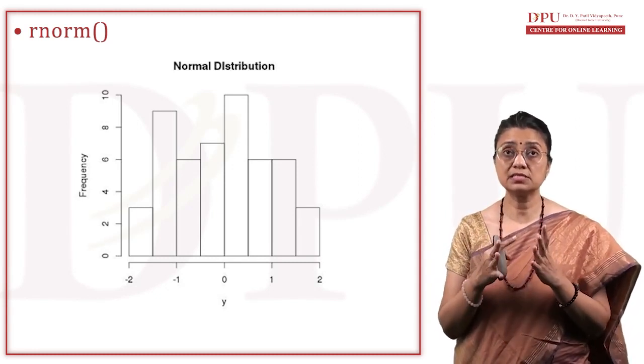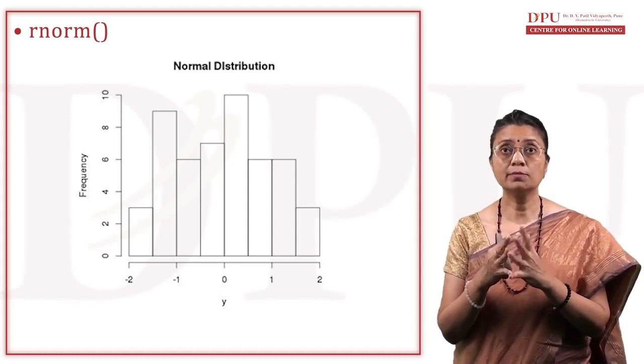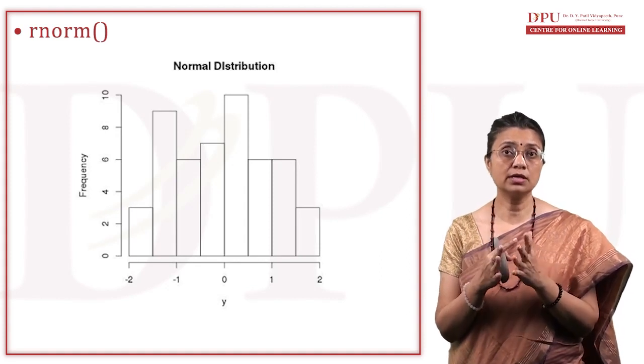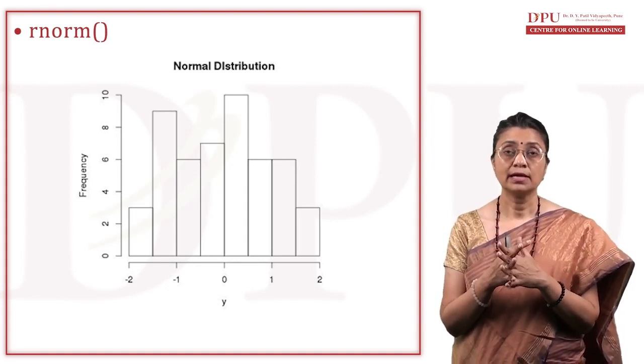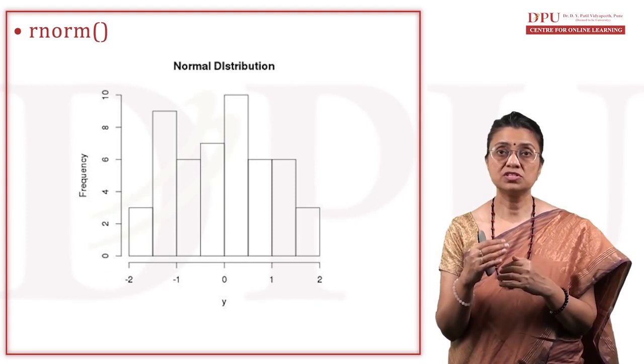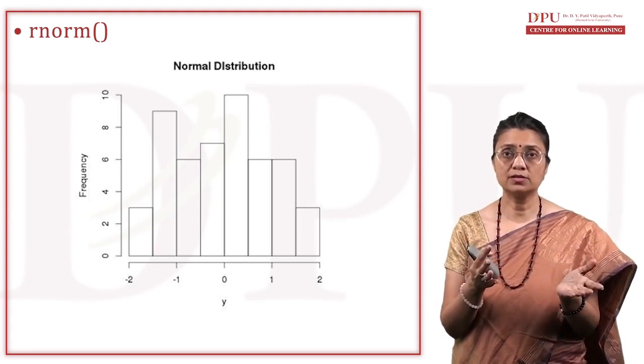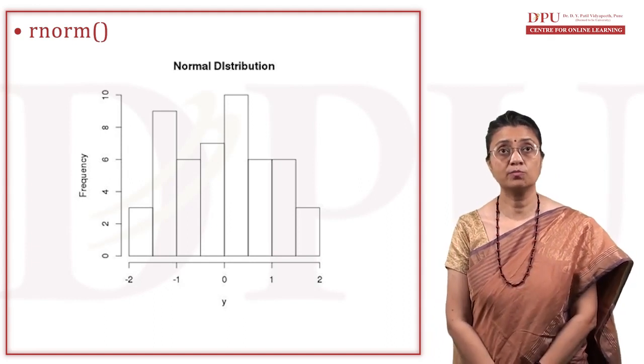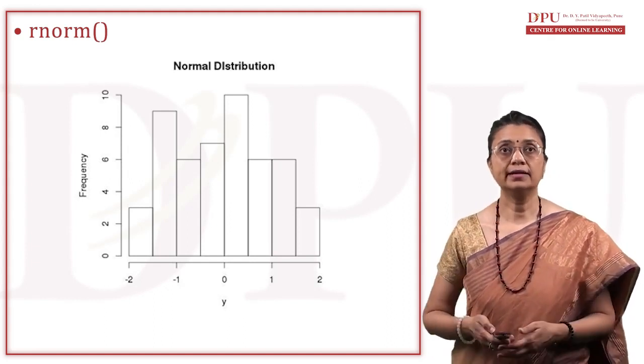So you can see that this graph is basically a normal distribution where the numbers are generated in such a way that all the numbers are near to 0. So highest is 0, which is the mean, and lowest is -2 and 2. So that is how we can understand that with the help of rnorm, we have generated the random numbers.